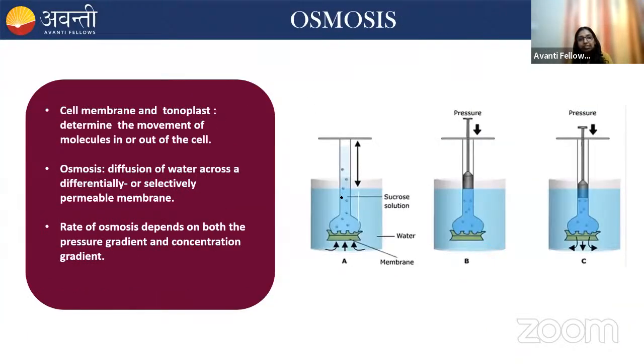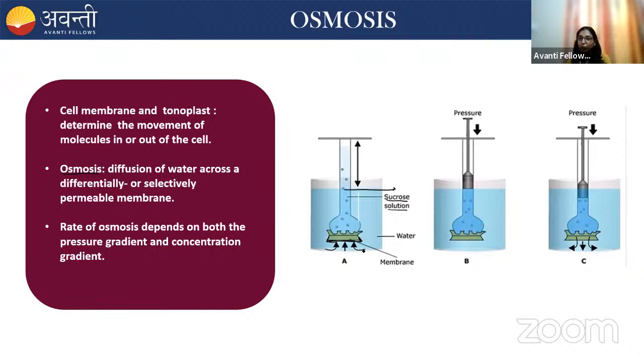Moving to the next, osmosis. As we all know, osmosis is the movement of water across a differentially or selectively permeable membrane. This is a membrane, right? And this thistle funnel contains sucrose solution. That means the solute concentration in the funnel is high, right? That means there is low water.